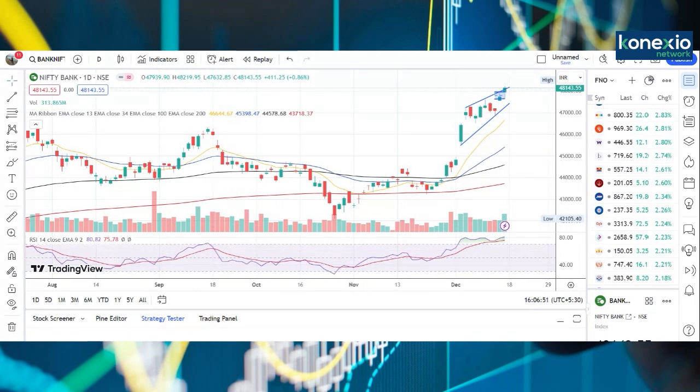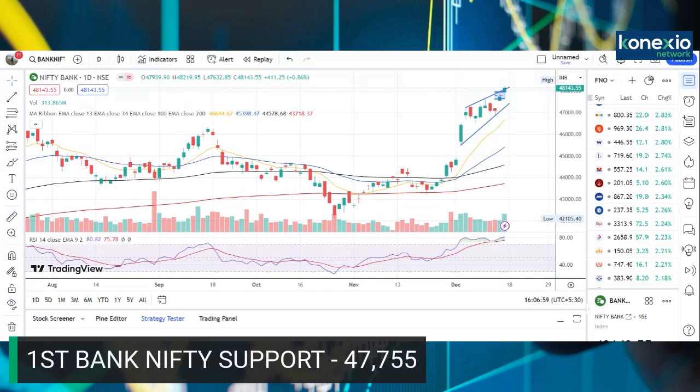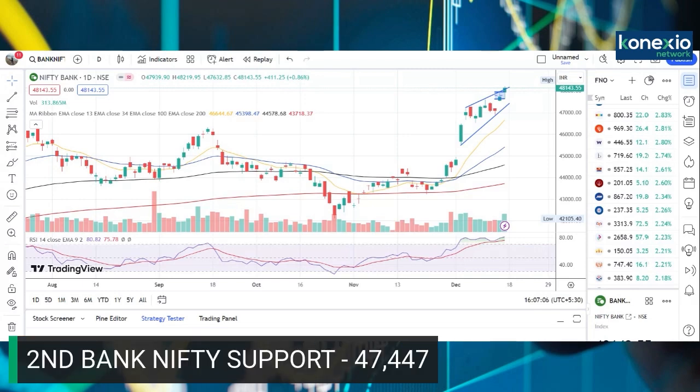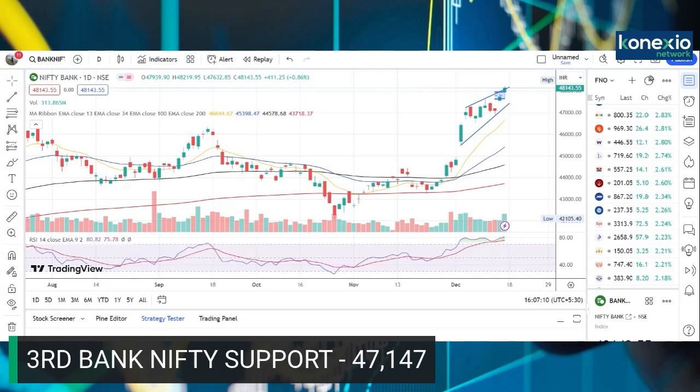So friends, let us discuss the important supports and resistance levels in Bank Nifty for the next week. The first support in the Bank Nifty is placed at 47,755. Below that, the second support is placed at 47,447, and below that the third support is placed at 47,147.